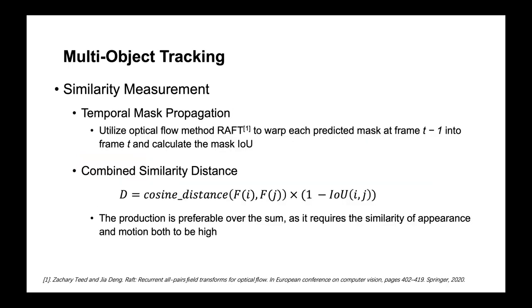For the motion feature, we also adopt the optical flow method RAFT to warp each predicted mask and calculate the IoU between the masks in consecutive frames. Furthermore, we form the combined similarity distance as a product of the cosine distance of the ReID feature and the mask IoU distance. The product is preferable over the sum, as it requires the similarity of appearance and motion both to be high. Finally, we adopt the Hungarian algorithm to perform association.